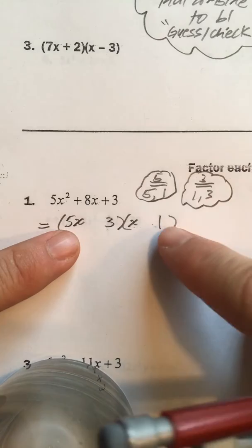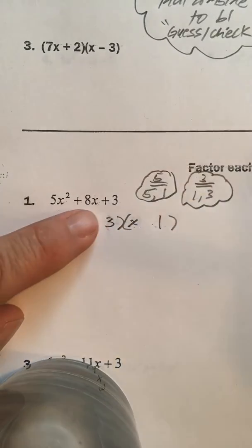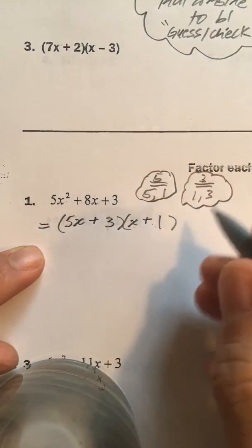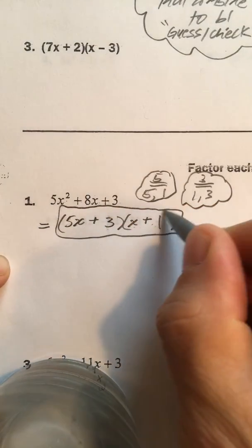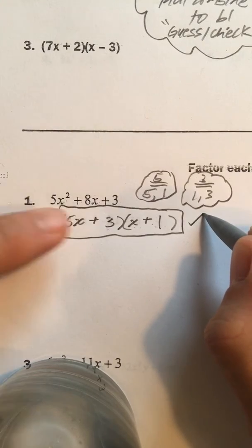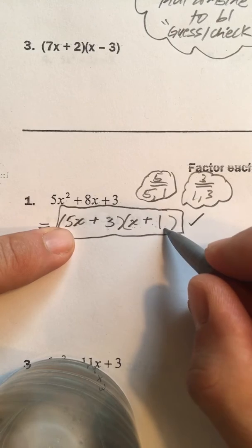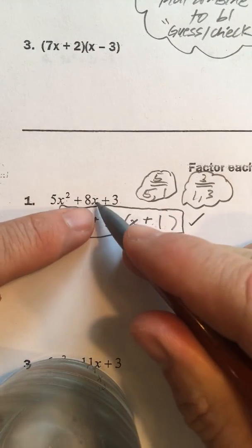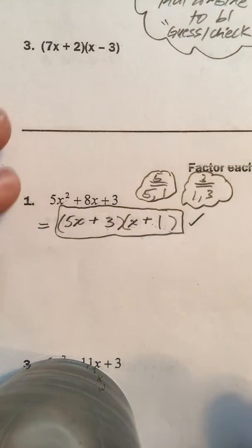Now when I go to check, I have a 5x and a 3x. 5x and a 3x, I can create 8x. We're going to make both of these positive, and then we're going to check it using FOIL. And that's another benefit of being able to do FOIL mentally, and we would see 5x times x is 5x squared, 5x times 1 is 5x, 3 times x is 3x. That gives us 8x, and 3 times 1 is 3. We're checked, we're good, we're ready to go.